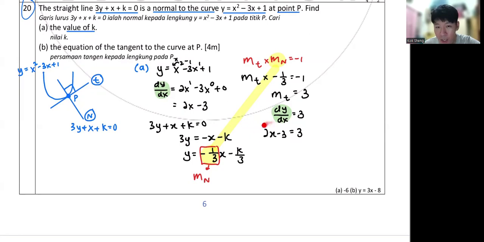From here, you find the x, right? The x belongs to point P, yeah? So for the x, sub into the curve, find the y. You have your point P, and the point P is substituted into the normal equation. Then you can get the k. So this part can continue: find the x, sub into the curve, find the y, and then sub the x and y into the normal equation.